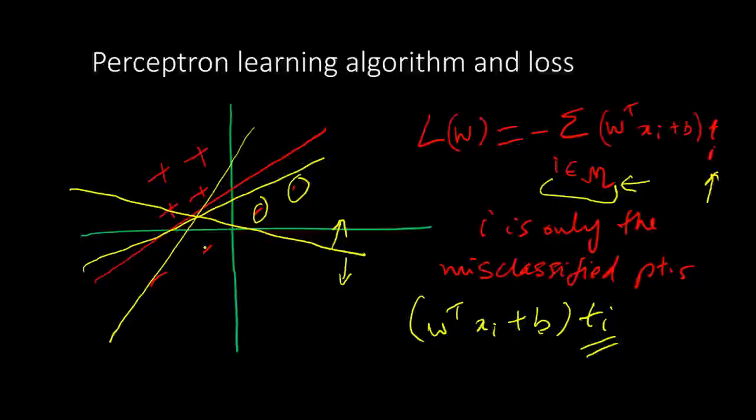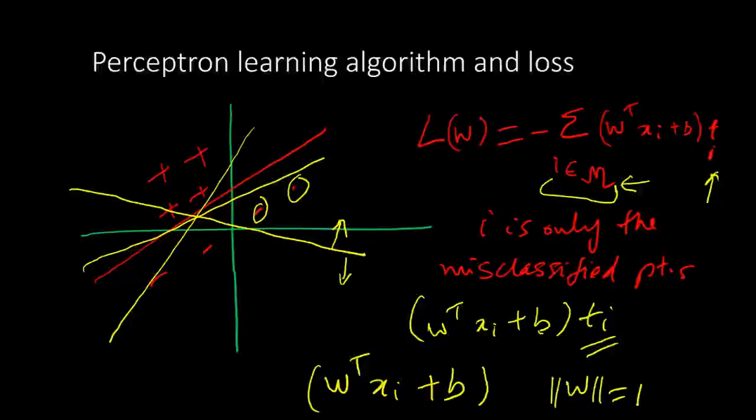If you think about what this W transpose X is, here we assume that the mod of W is equal to 1, and because of that, this oriented hyperplane is always pointing towards the positive side. So here, this W xi plus b is going to be greater than 0 for positive points, and multiplied with ti equal to plus 1, it will be a positive number, but it will not figure in M because it is correctly classified.